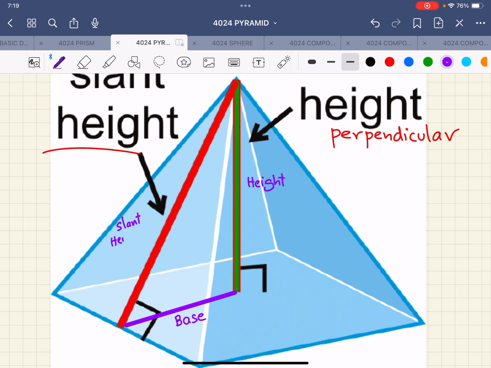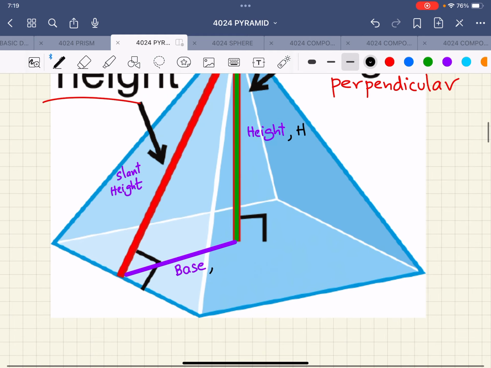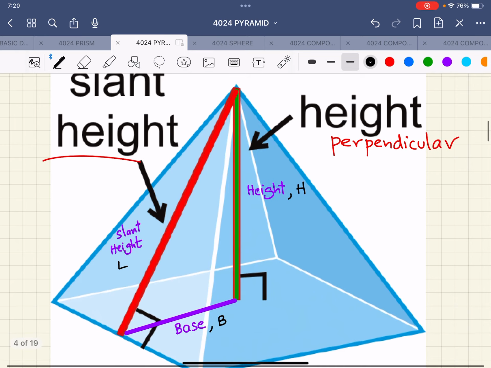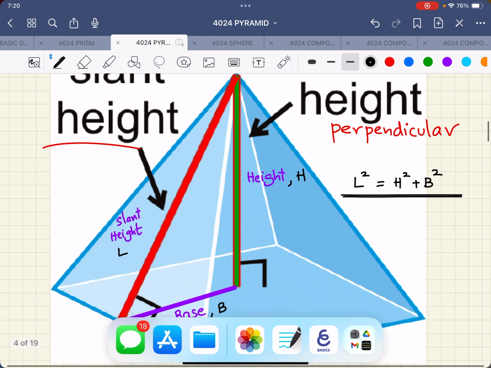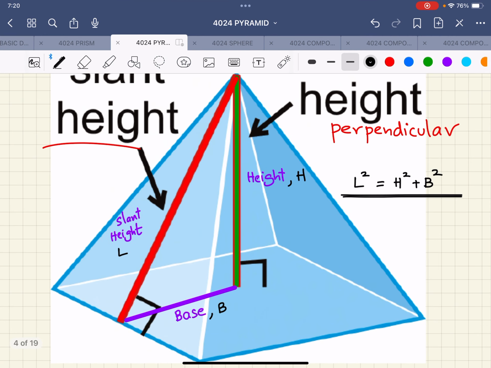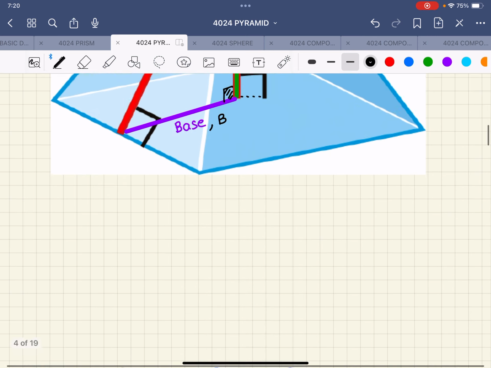Now let me give it some symbols. Let me use H for the height. Let me use B for the base. Let me use L for the slant height. Therefore, L squared is equal to H squared plus base squared. That is one of the applications that I'll be using later. And remember, this is a right angle triangle over here. So therefore, this is also a right angle triangle.